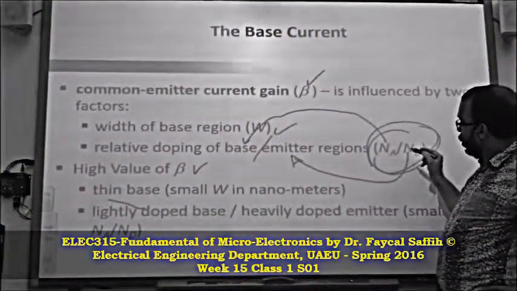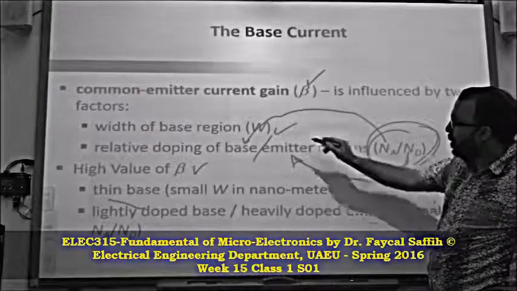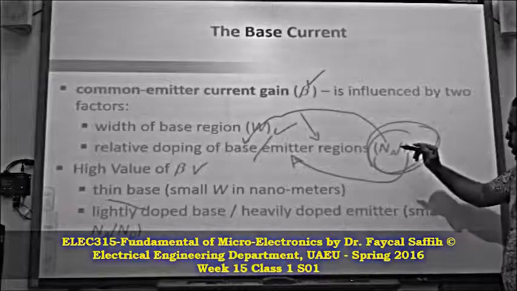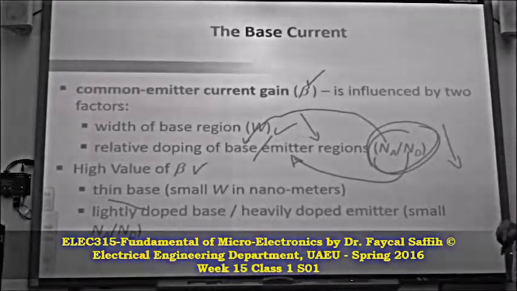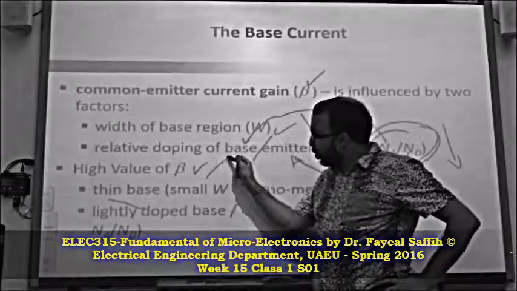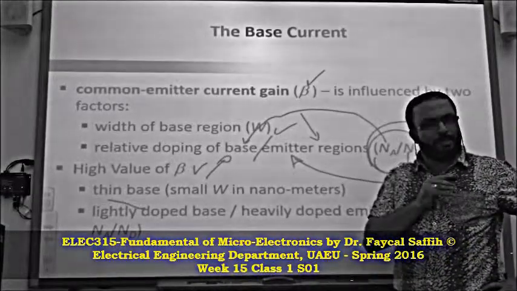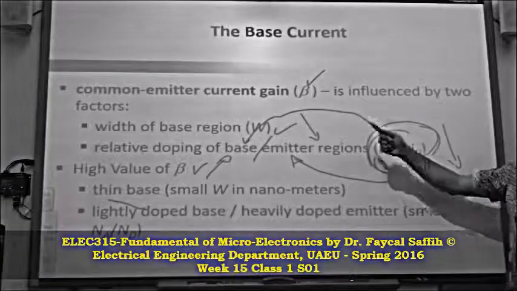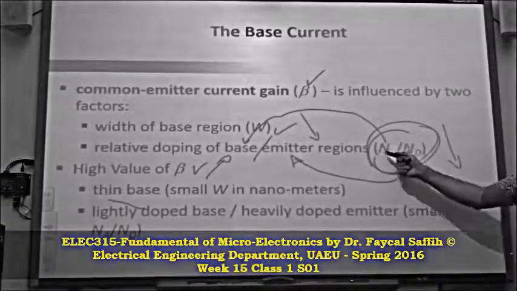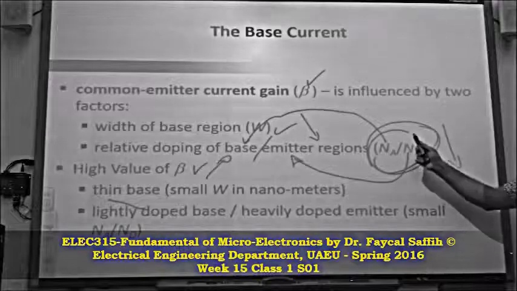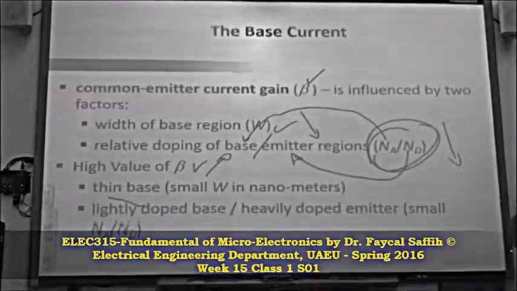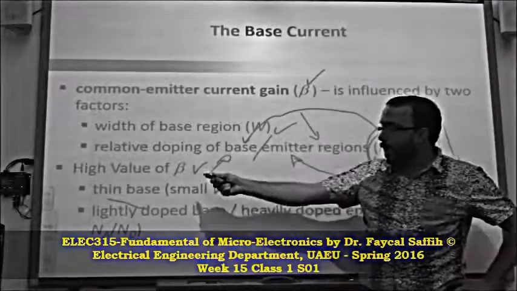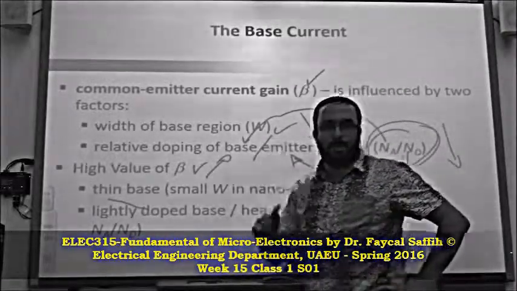Because when this is as low as possible, and because ND has to be as high as possible, and NA over ND is also as low as possible, it makes beta as high as possible. You understand? I repeat. If we make the width of the base as low as possible, and the ratio of the acceptor doping of the base compared to the donor concentration of the emitter as low as possible, we make beta as high as possible.